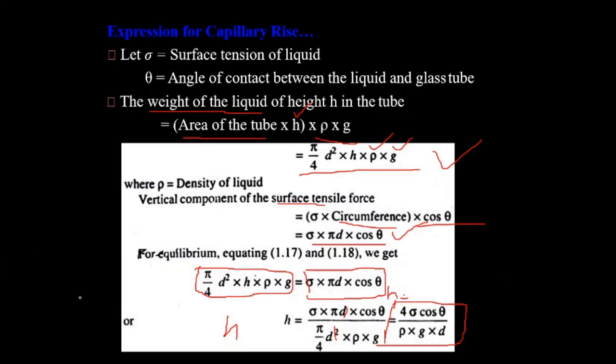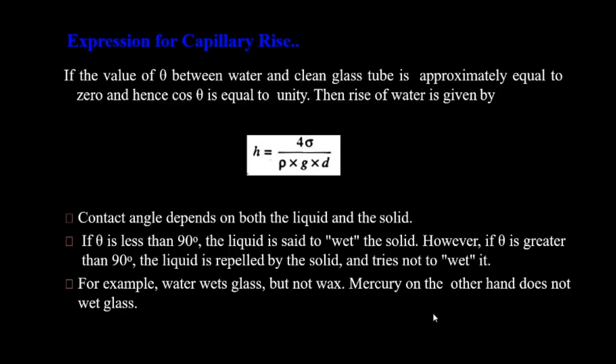So this is the important formula which you have to remember. What is h? h is equal to 4 sigma cos theta by rho g d. So what happens if theta is 0? If the value of theta between water and the clean glass tube is approximately equal to 0, what is cos theta? Cos 0 is 1. Hence cos theta is equal to unity, then the rise of water will be h is equal to 4 sigma divided by rho g d.